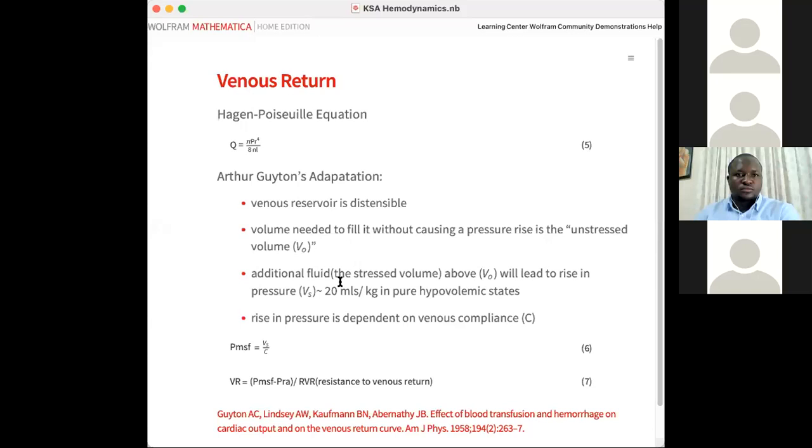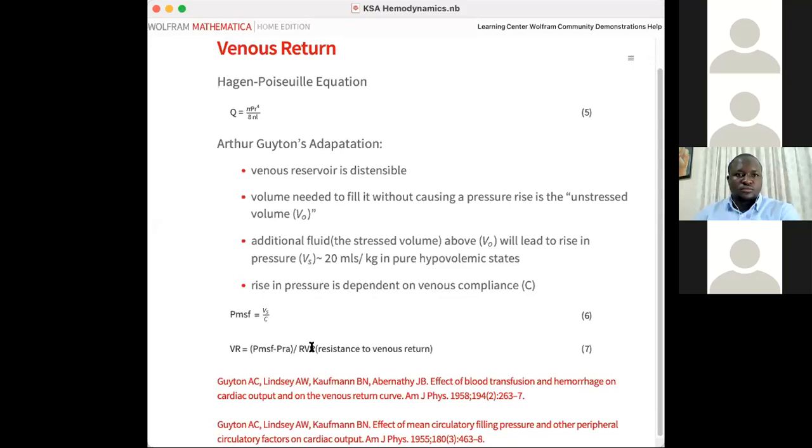And the minimum volume in a patient who is without cardiac disease or a patient who has normal vascular compliance is around 20 mLs. And probably this is the origin of your 20 ml per kilo bolus. So if a patient is purely in a hypovolemic state and they don't have cardiac disease or a problem with their vascular compliance, 20 mLs per kilo is the right thing to give. So we say this rise in pressure is actually dependent on your vascular compliance. And therefore, venous return may be obtained by getting the pressure difference divided by the resistance, because flow is basically your pressure difference divided by your resistance.